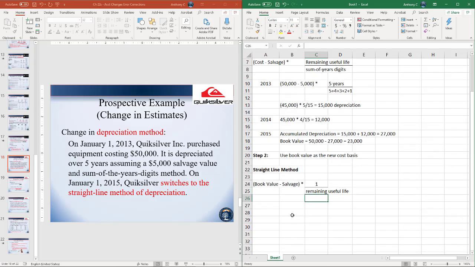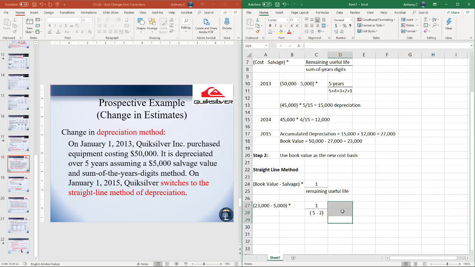Right, so from here, we have our formula for determining depreciation expense in the year of the change. So our book value, as we just determined, is $23,000. Our salvage value, we're still going to use the $5,000 since we haven't changed that. And then again, the depreciation rate is 1 divided by the remaining useful life. Again, the total useful life is 5 years, but 2013 and 2014 have passed. So we have 5 minus 2 years remaining. So 3 years in total.